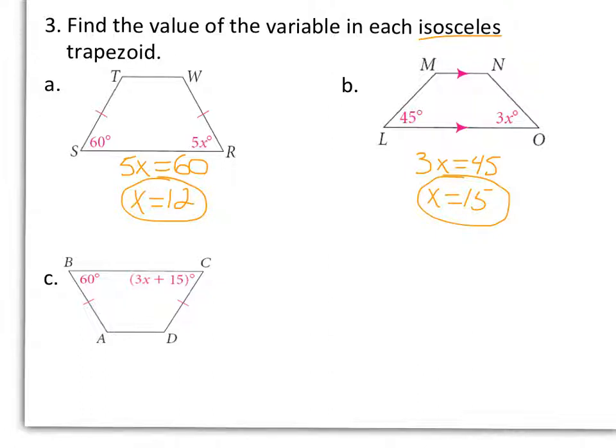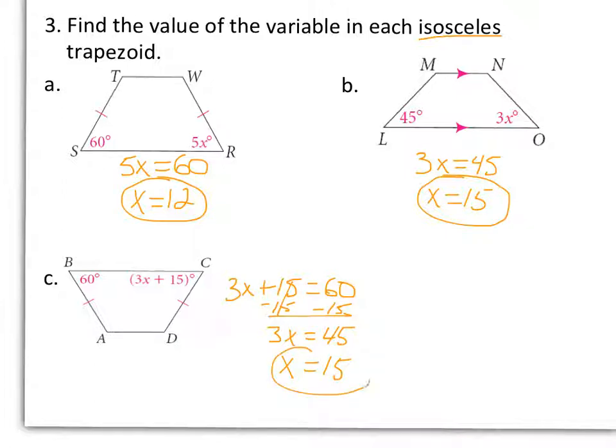And again, same idea in C. 3x plus 15 equals 60. Subtract 15. 3x equals 45. Divide by 3. x equals 15.